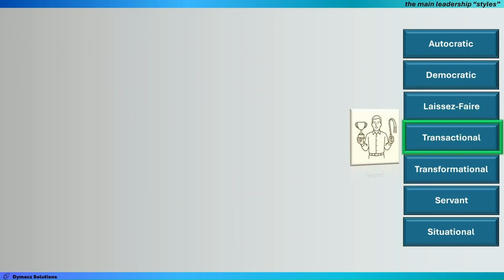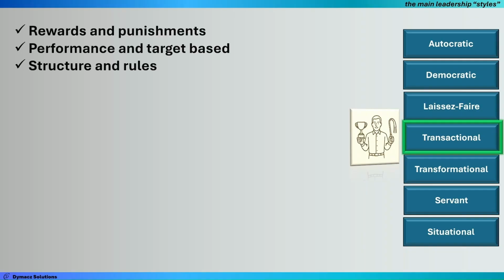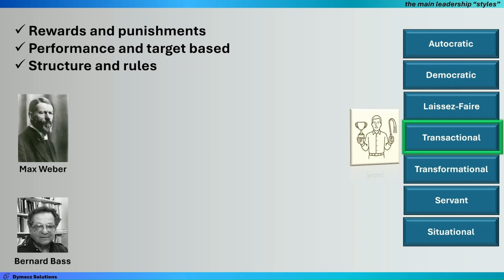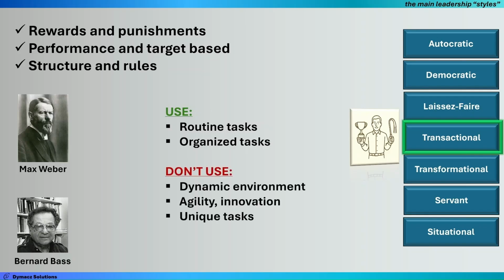Fourth, the transactional style. This is a simple one. It's rewards if you do well and punishments if you don't. It's very performance based, target based. There's structure and there are rules. This one again is from Max Weber around the late 1970s, which later Bernard Bass, a famous psychologist, expanded around the mid 1980s. This style works for routine and organized tasks, cookie cutter tasks. It's not so good if you have a dynamic environment with agility and innovation where each task may be unique and employees need to figure out what to do.